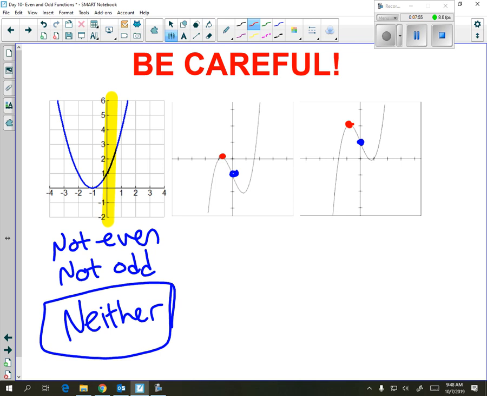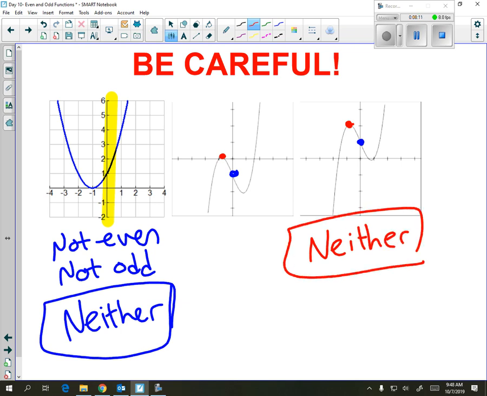It looks like it moved around, which means it does not have symmetry about the origin. And you can't fold this one in half either. They don't look the same. So this one has no symmetry going on. We say that this is neither even nor odd. So just be careful. You can't just look at the shape. You have to see where it lies on your xy axis to determine if it's an even function or an odd function.